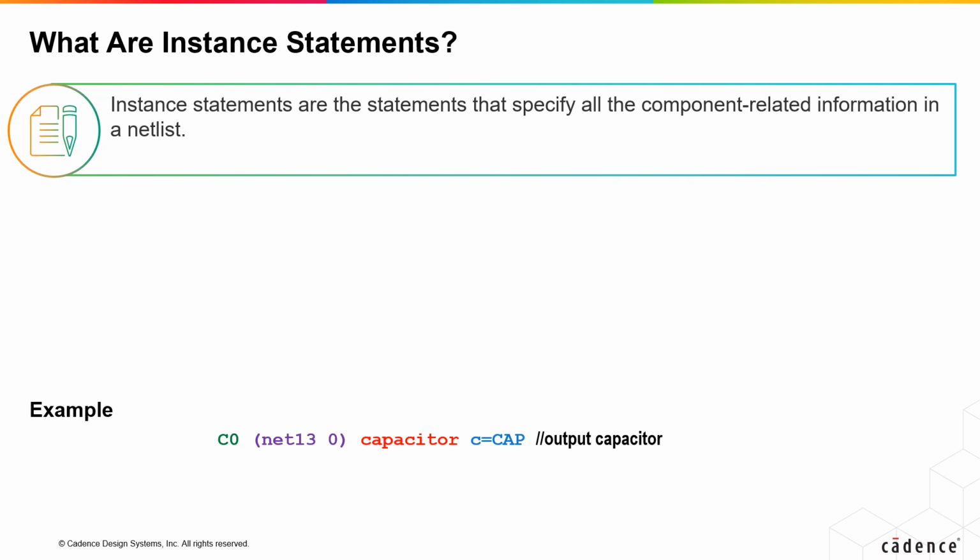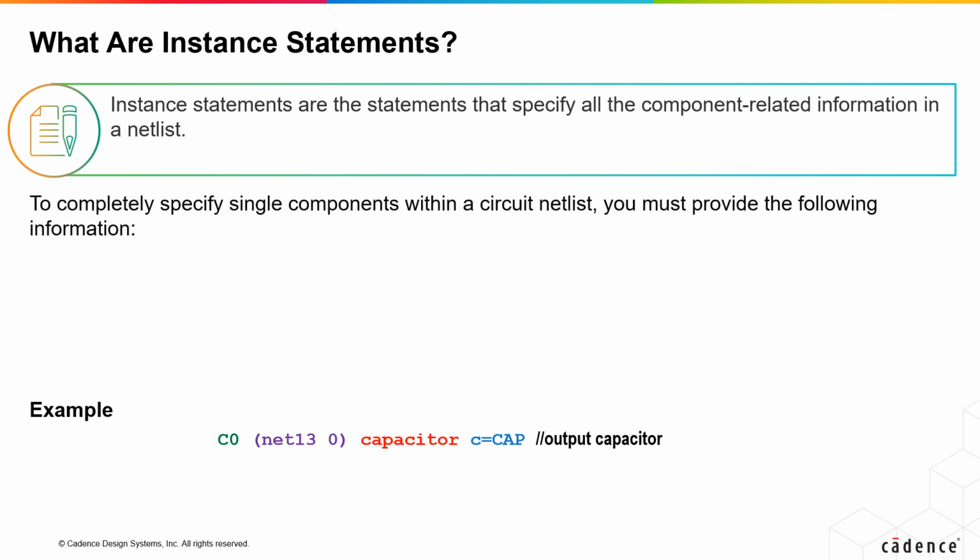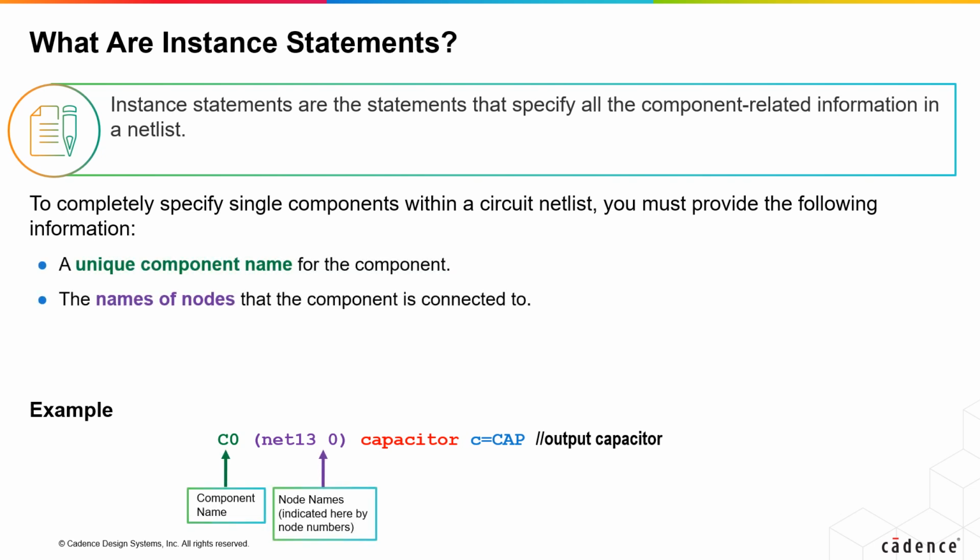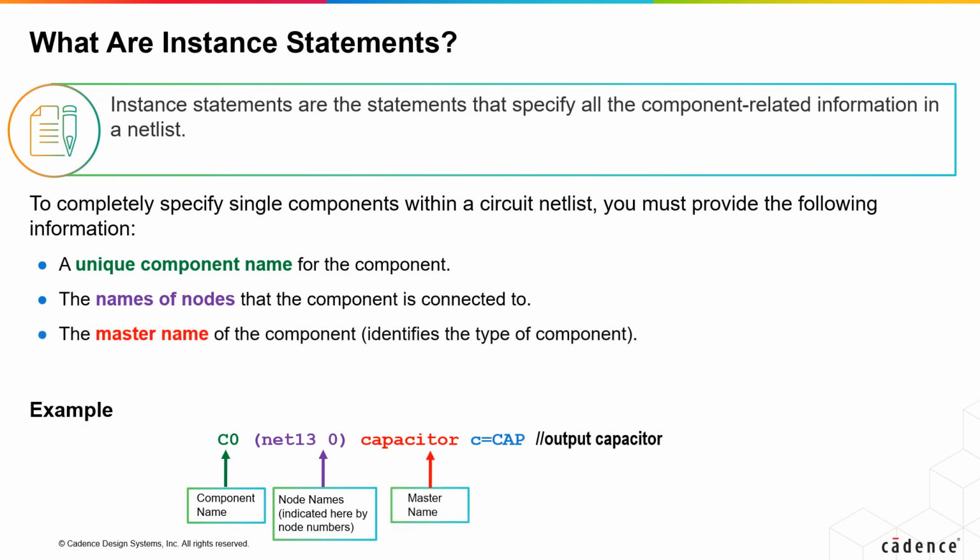The instance statements are statements that specify all the component-related information in a netlist. To completely specify a single component within a circuit netlist, you must provide the following information: a unique component name for the component, the names of nodes that the component is connected to through node numbers or textual description, then the master name of the component that identifies the type of component, and the parameter values associated with the component in a Spectre instance statement.